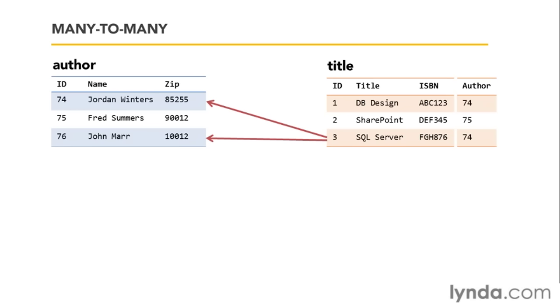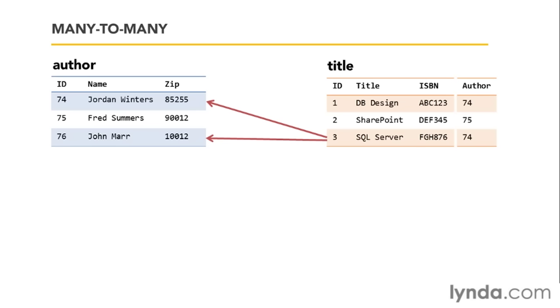Well, the way that we have it right now, the author column can only store one. It's storing a foreign key to author ID 74. And this is what we mean by a many-to-many relationship. One author can have many titles. One title can have many authors.